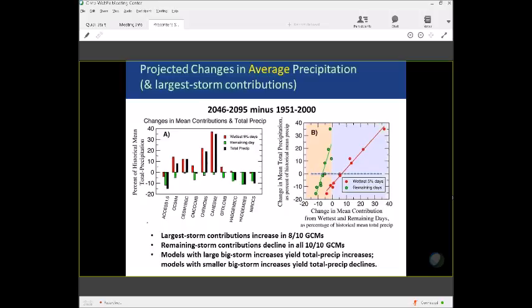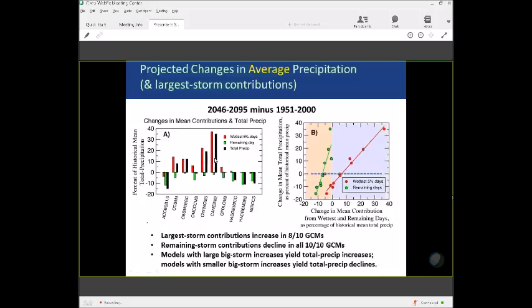In nearly all of the models, 8 out of 10, the largest storm contributions increase. So in a lion's share of the models, the largest storm contributions increase. And whether we have a model that shows up with a total precipitation increase or a total precipitation decrease is all about whether or not the increase in the largest storms is enough to overcome that tendency for all the other storms to decline, their contribution to decline.